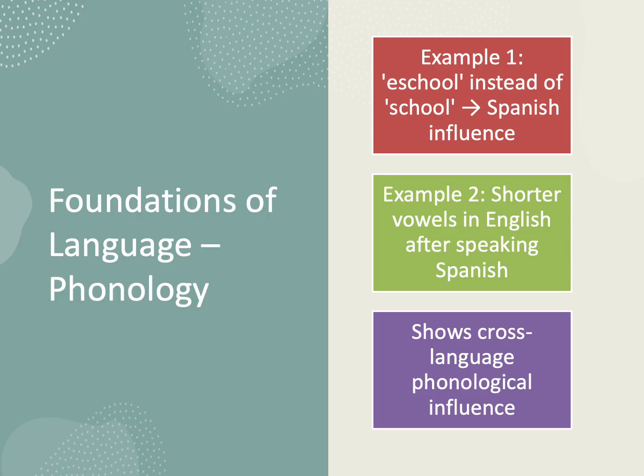Another example is how his vowels in English tend to be shorter when he's been speaking Spanish. Spanish vowels are very consistent and clipped, so that carries over when he switches back to English. Both of these show cross-language influence at the phonological level, meaning the sound system of one language impacts how he produces the other.